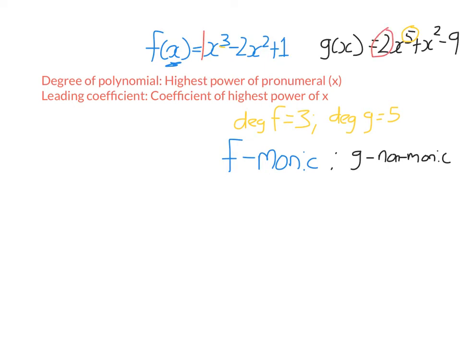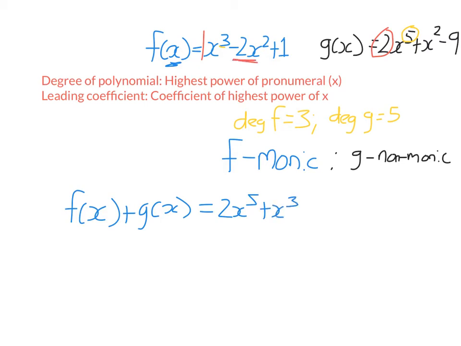Now we're going to look at performing operations with polynomials. It turns out if you add or subtract or multiply two polynomials, the result is another polynomial. So let's start by adding these polynomials together. If I take f(x) and add it to g(x), all I need to do here is add the like terms. You know how to do that. For g(x), there's a 2x to the power of 5 term. For f(x), there's an x cubed term. The like terms, we have minus 2x squared plus x squared. That will give us minus x squared. And the other pair of like terms is 1 plus negative 9, which gives you minus 8.